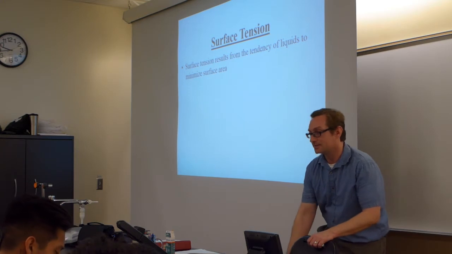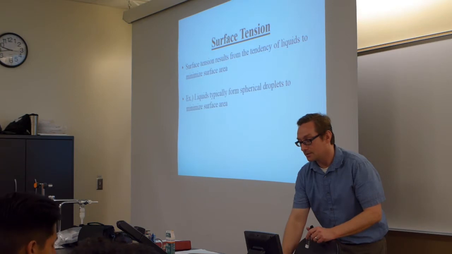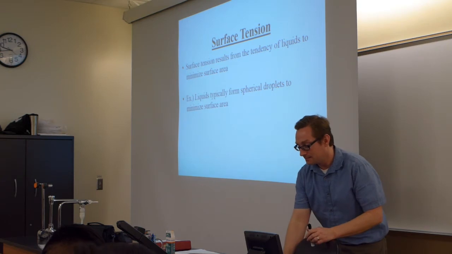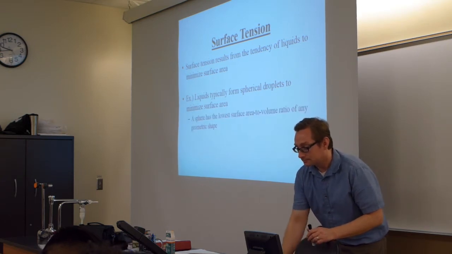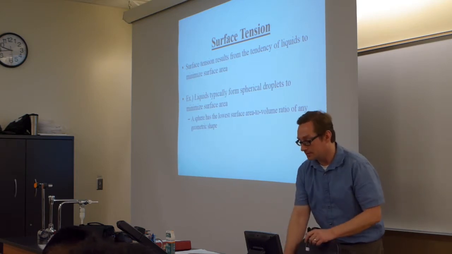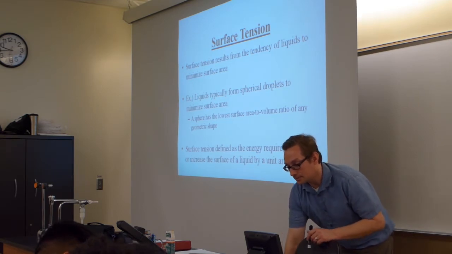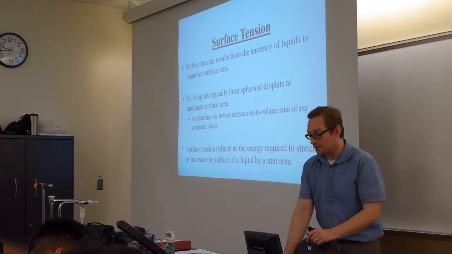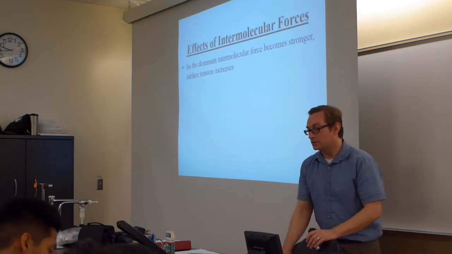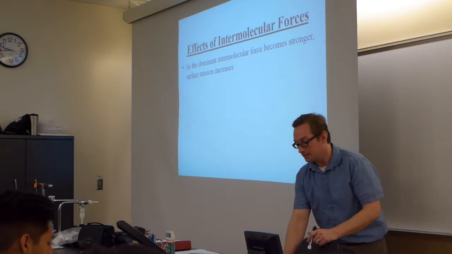Surface tension is the tendency of liquids to minimize surface area. So as a result, liquids tend to form spherical droplets to minimize the surface area. The sphere is the lowest surface area to volume ratio that you can have. Okay, so surface tension is defined as the energy required to stretch or increase the surface of a liquid. Usually, the stronger the intermolecular forces in a substance, the more surface tension you have.